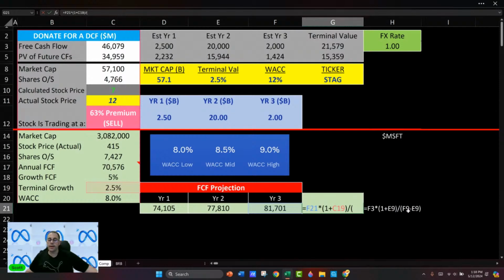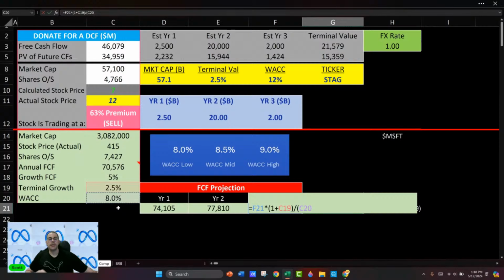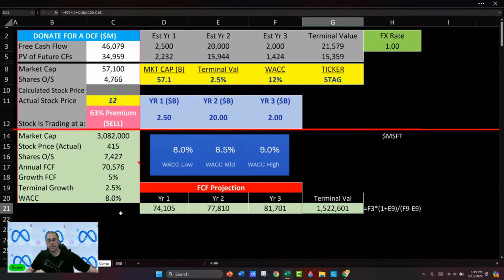Then divide it by the WACC, which is this company's. Every company has their own WACC, and it's usually between 7 and 12%, but that's how much it costs this company, Microsoft, to obtain capital, 8%, minus the growth rate. So it's 1.5 trillion.